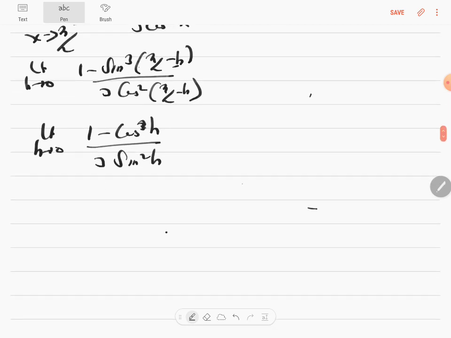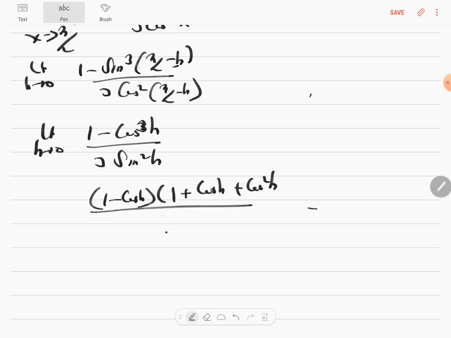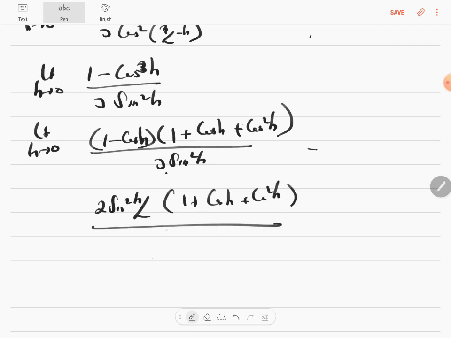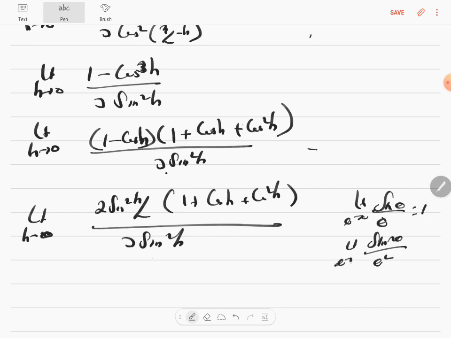This is the a cube minus b cube format: (a minus b) into (a square plus ab plus b square) by 3 sin square h, as limit h tends to 0. And the moment you see 1 minus cos h, it is 2 sin square h by 2. So it is 2 sin square h by 2 into (1 plus cos h plus cos square h) by 3 sin square h. I have got it in the form sin theta by theta now. Can you see, sin theta by theta as theta tends to 0 is 1, and sin square theta by theta square as theta tends to 0 is also 1.